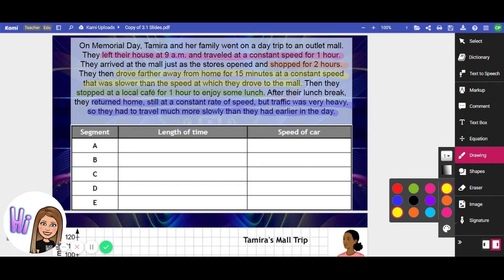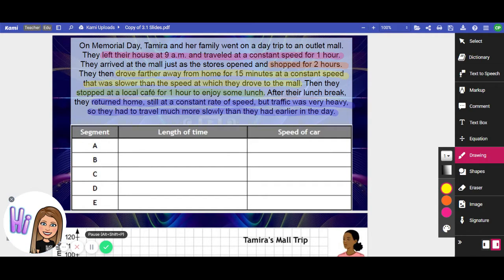And as I was going through this, I also noticed they left out a piece of information in this paragraph that was in the original lesson. The whole trip altogether took a total of 10 hours. So Tamira's trip took a total of 10 hours and looks like it can be divided into 5 different segments. So we're going to chunk up the length of time and the speed of the car for each of these segments.